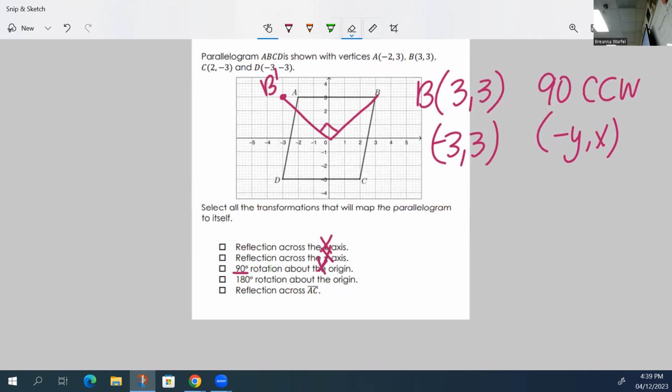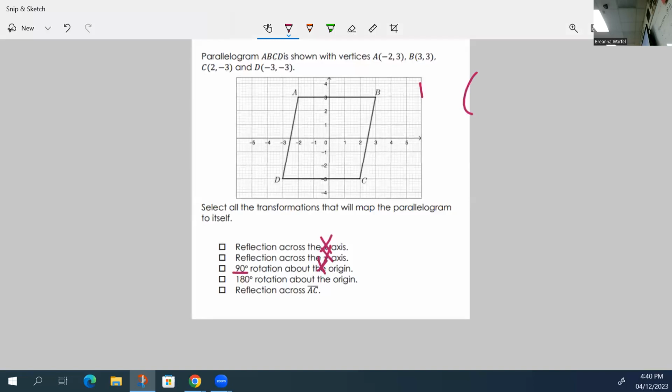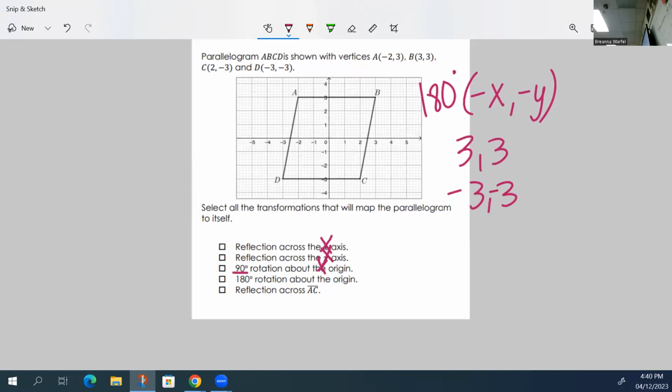Okay, 180-degree rotation. For a 180-degree rotation, the rule is that both numbers become opposite. So for 180 degrees, you make the opposite of both your x and your y. That means 3, 3 would turn into -3, -3. So B rotates to D.